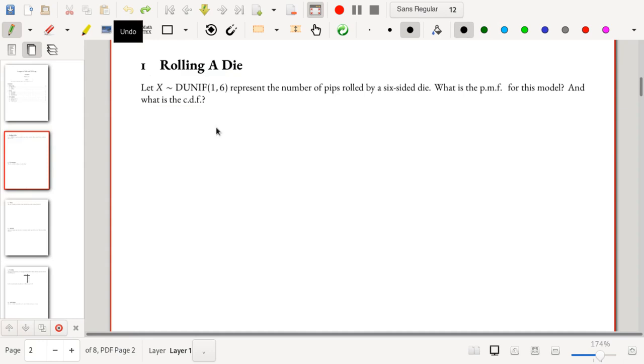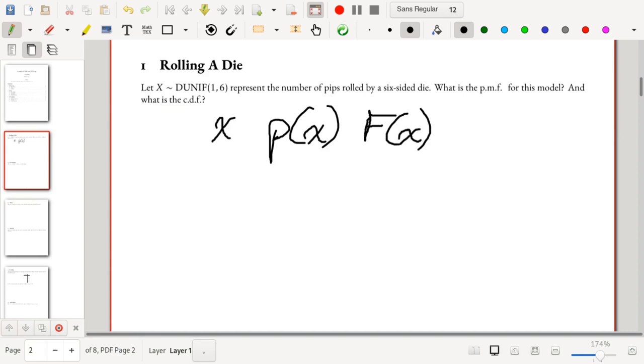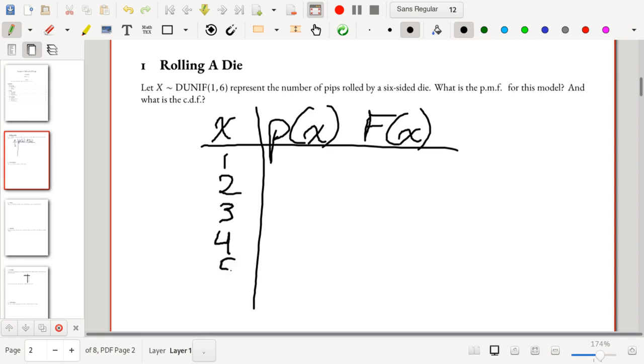So we have possible values for X. We'll have the probability mass function for X, and we'll have the CDF for X. And I'm going to make some simplifying assumptions when writing down the CDF, but I'll mention those in a second. So possible values for this random variable are 1, 2, 3, 4, 5, 6. The probability mass function: this is an equally weighted die. So in this case, it's going to be 1 over 6, since there are 6 possible outcomes.